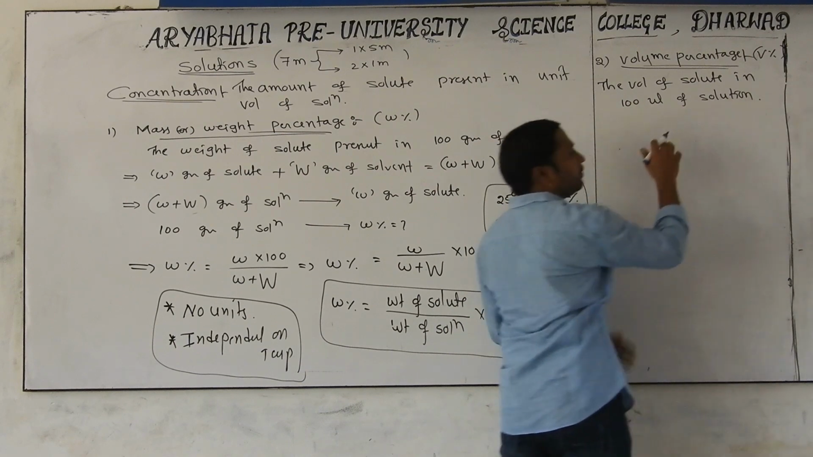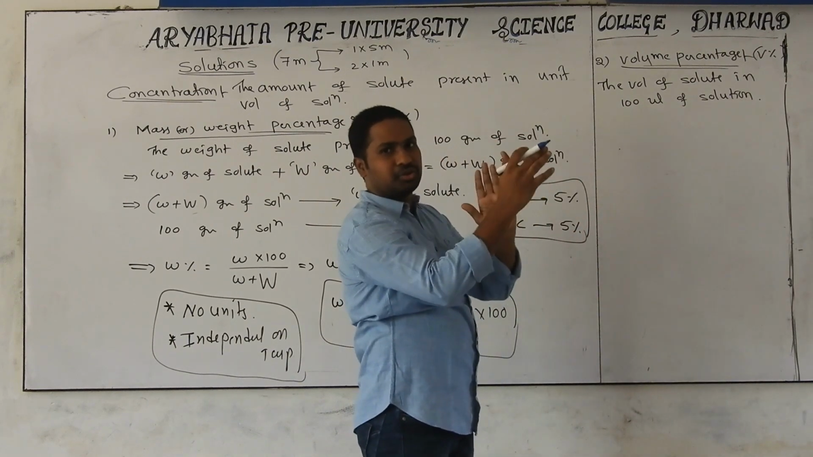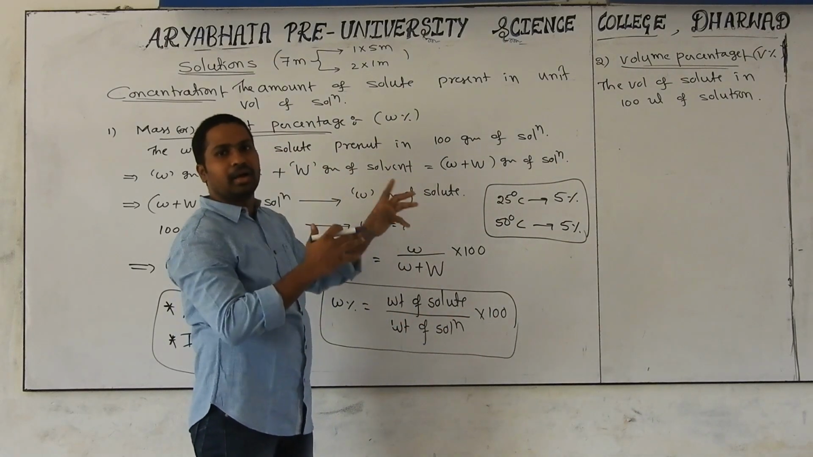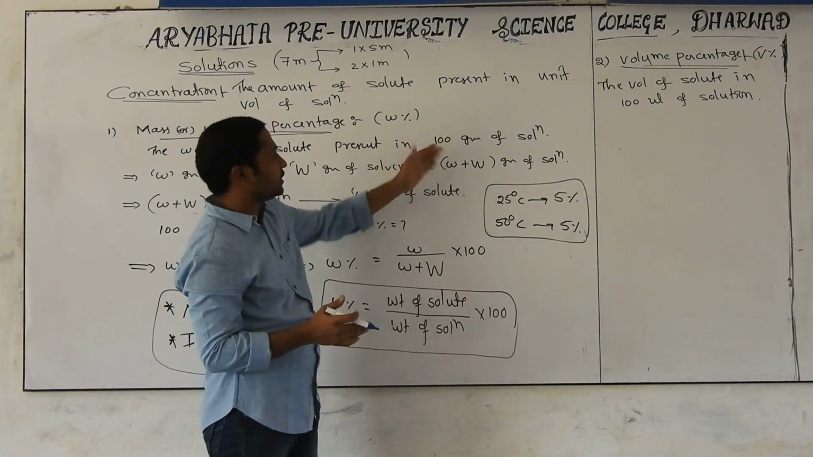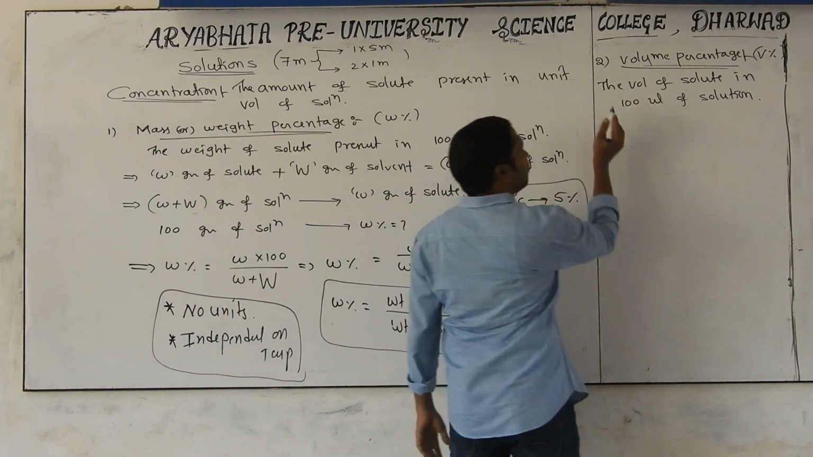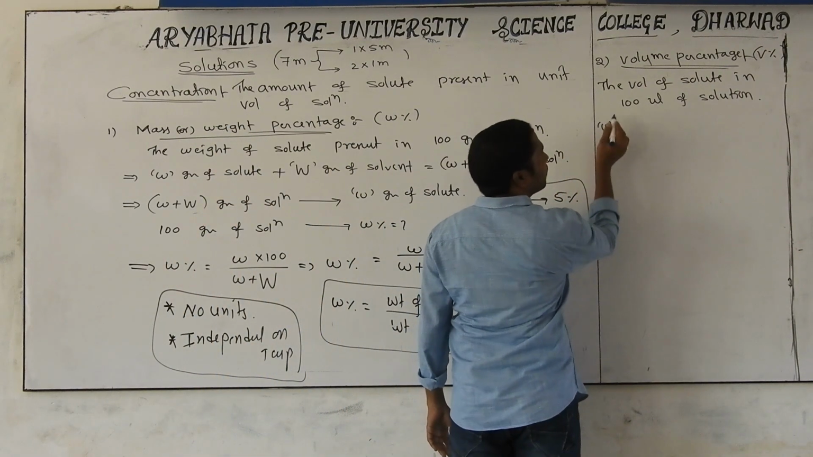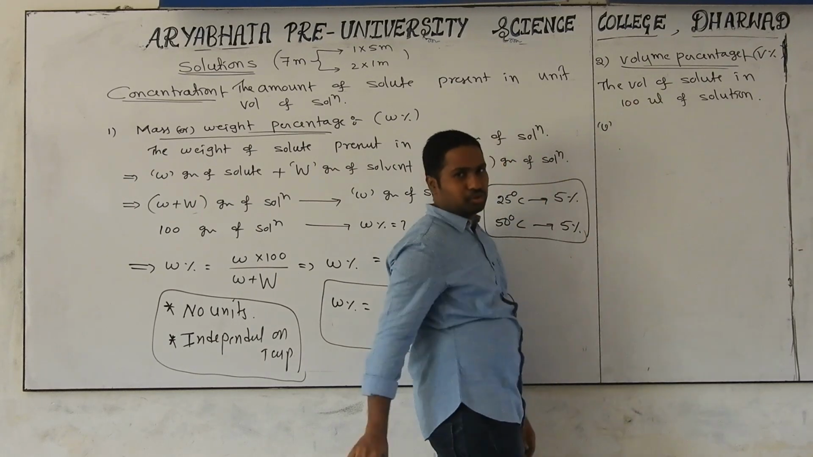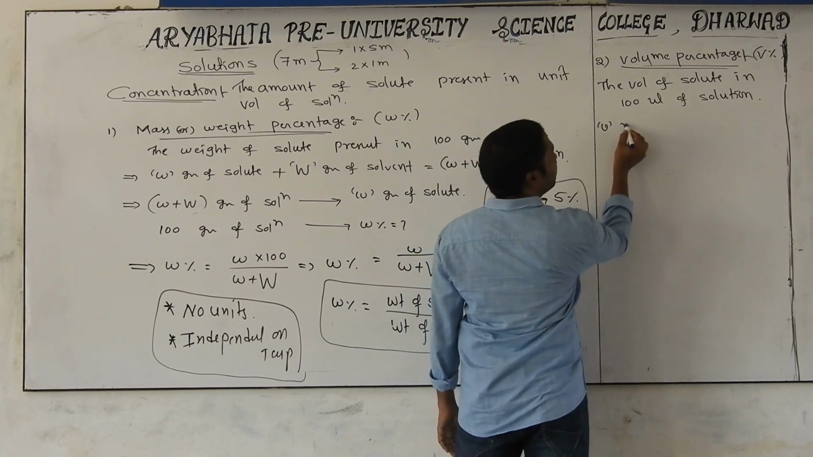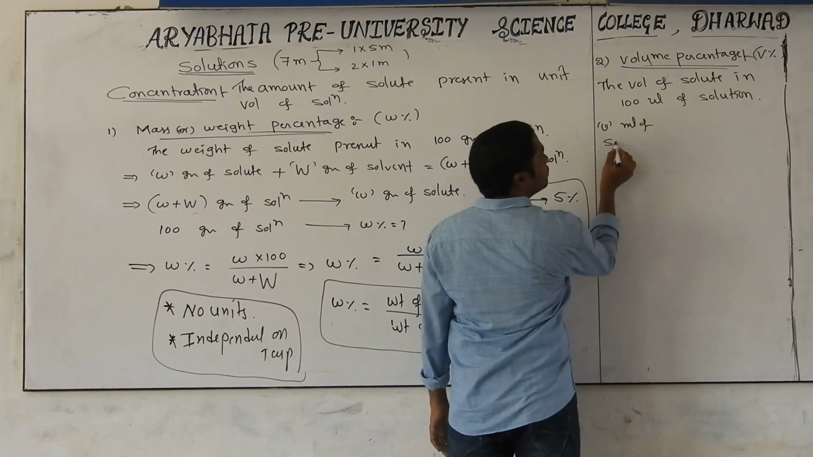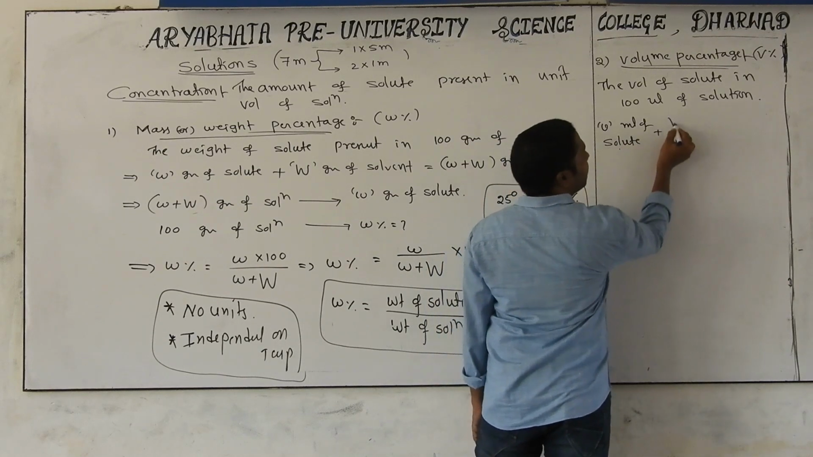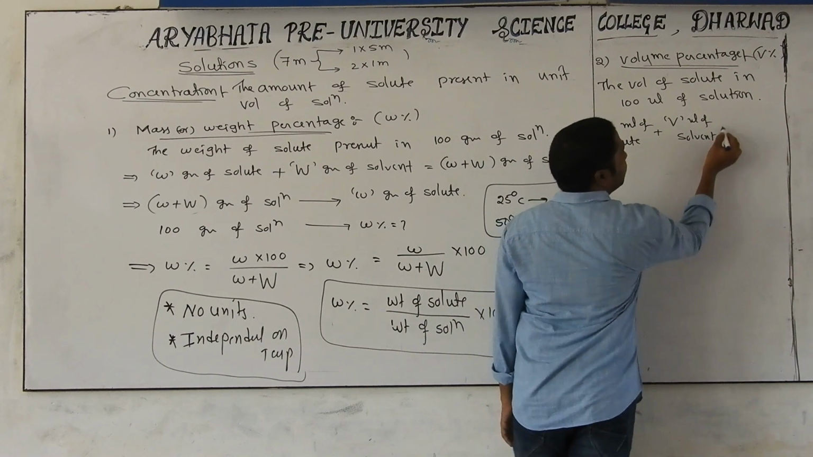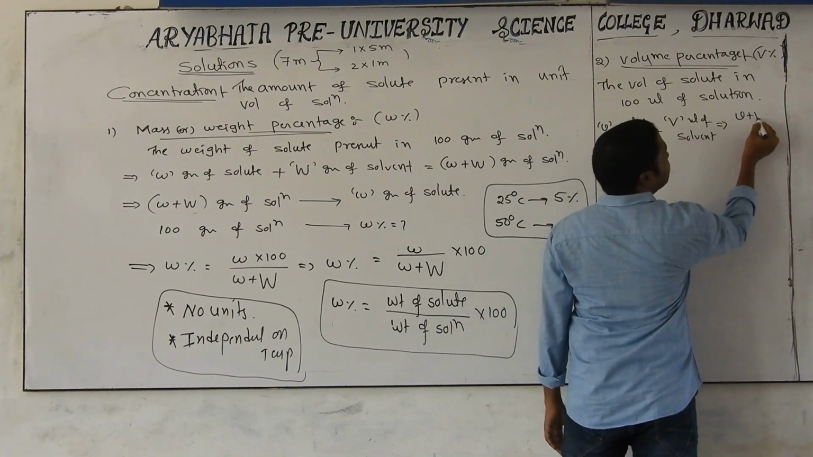This is convenient when the solute and solution are in the liquid phase. Weight percentage is convenient when the solute and solution are solid materials, because we express them in grams. So now we have to take small v ml. The volume of solute which is present in 100 ml of the solution means, for example, small v ml of solute is mixed with capital V ml of solvent. Then we get small v plus capital V ml.